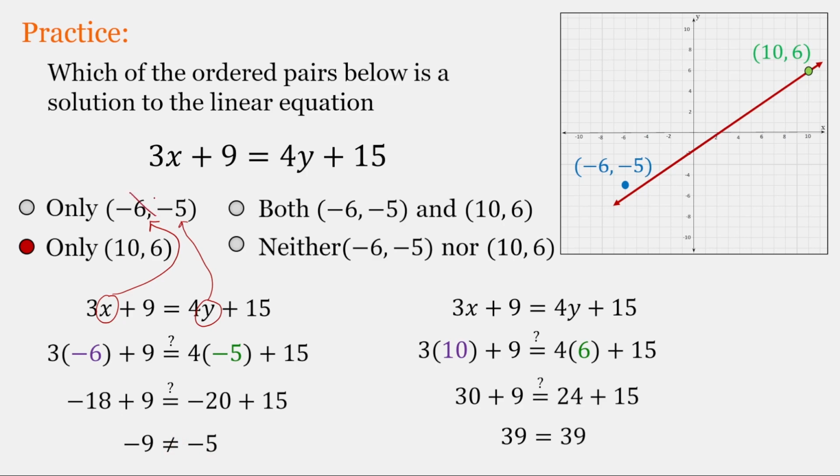So we can eliminate negative 6, negative 5. But that also means it can't be both. So we can eliminate this option as well. And then repeating the process with the ordered pair 10, 6. This results in 39 equal to 39. That is a true statement. The ordered pair 10, 6 is a solution to this linear equation. It falls on the line, whereas negative 6, negative 5 does not.